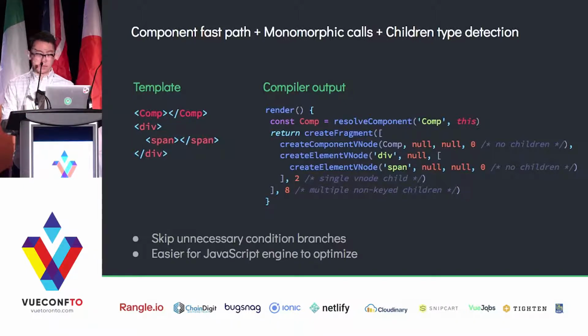And then there's children type detection. Basically, we're telling the runtime, hey, this div only has one single child. So you don't even have to assume it's an array. You don't even have to check if it's an array. You don't have to do the iteration and try to diff the children. You just compare this single child, and that's it. So it skips a lot of unnecessary work for the runtime, and when all these little things add up, your whole application just becomes substantially faster.